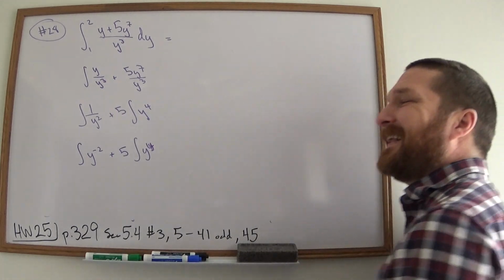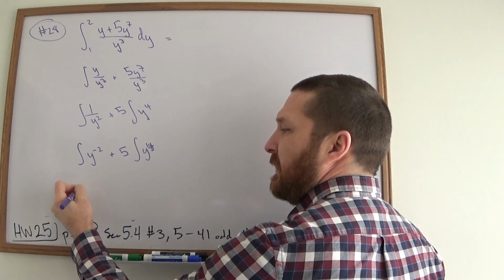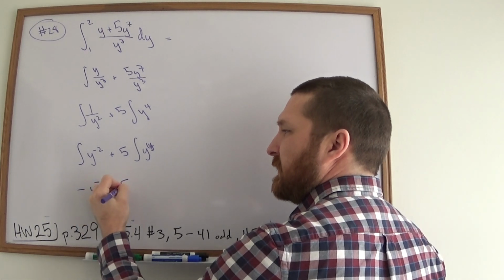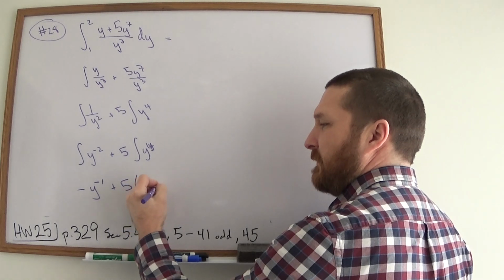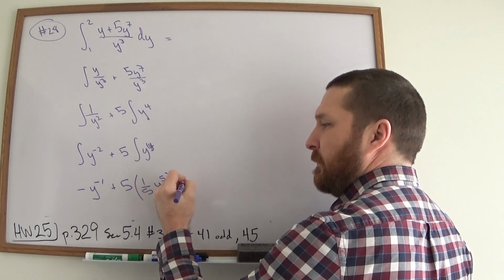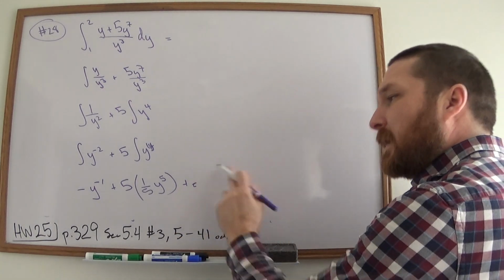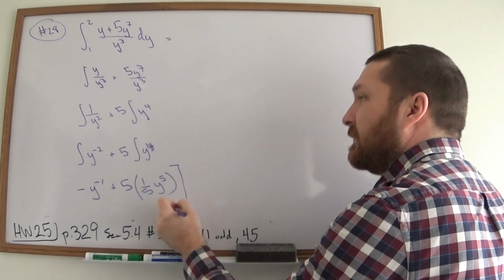Now we can take the antiderivative. The antiderivative of that is negative y to the negative 1, plus 5 times 1/5 y to the 5th, plus a constant. But here's the thing: that plus a constant part, instead of doing that, I do this.